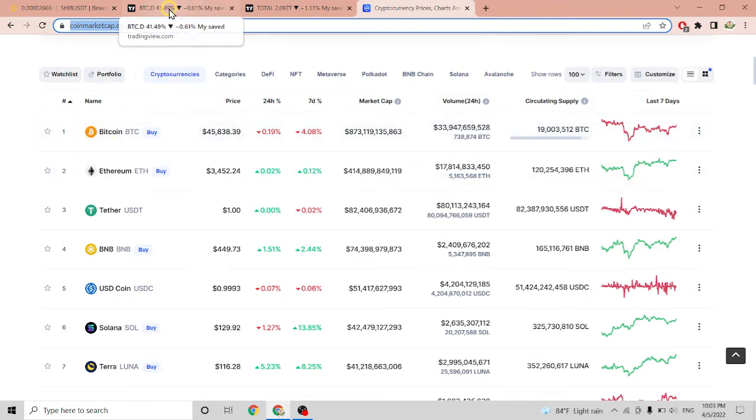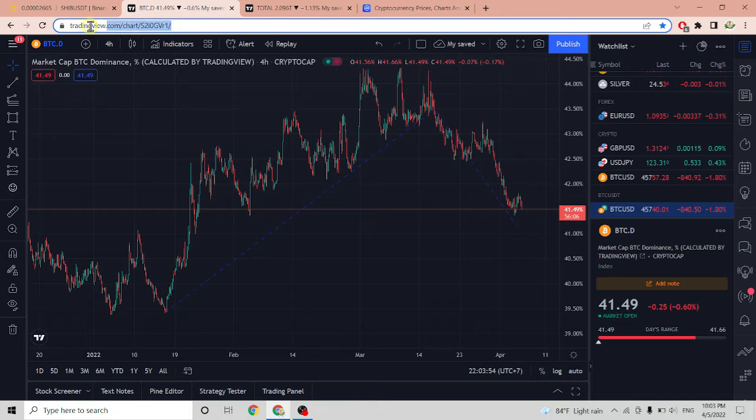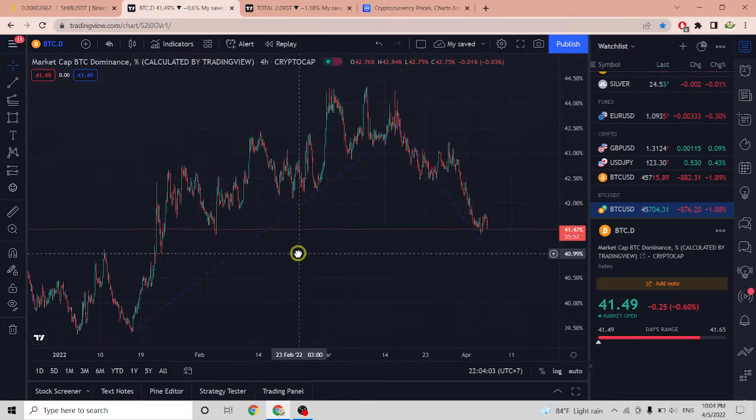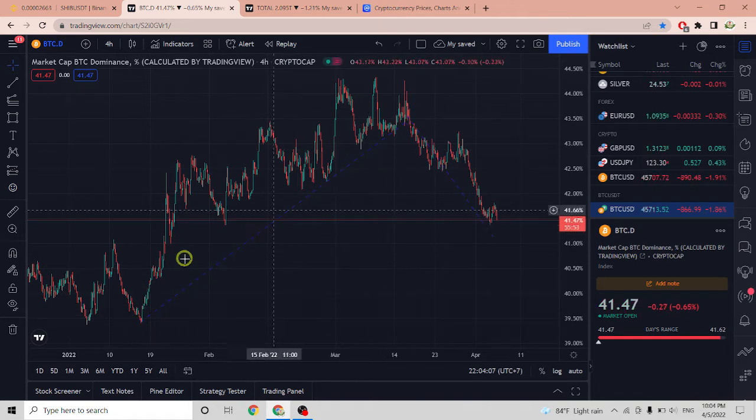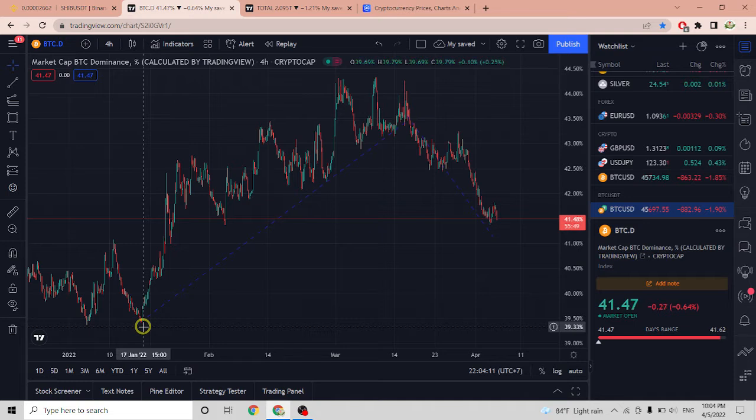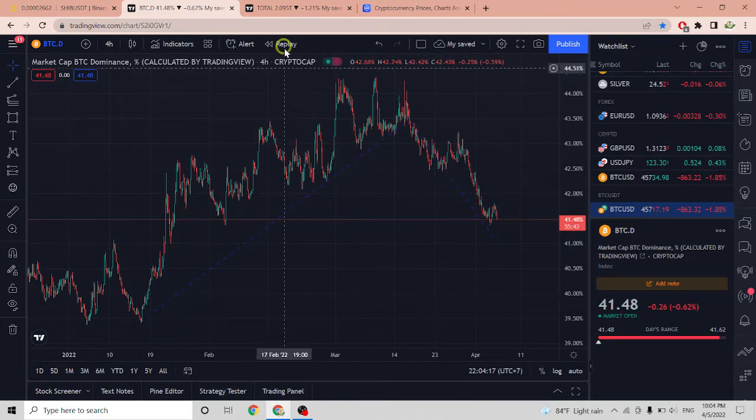To check that, you go to TradingView. We call it BTC. This is the main coin's market cap, BTC dominance, and this is the season where it is up, from 17 January 2022. While the main coin is up, the alternative coin is down.